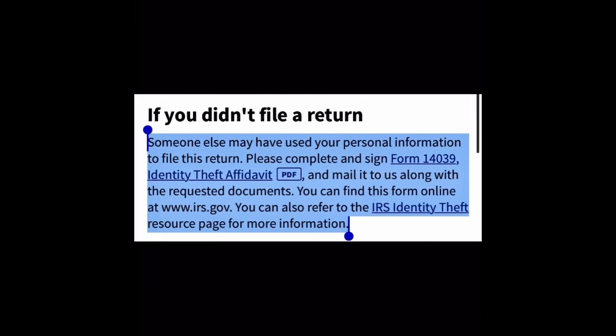Now, if you didn't file a return and you received that CP05 notice, it says someone may have filed a return using your personal information. In that case, you need to complete and sign Form 14039, the Identity Theft Affidavit, and mail that to the IRS. On the irs.gov website, simply type in the search. For example, for this particular form, you would type in Form 14039 and you will be able to print that form.